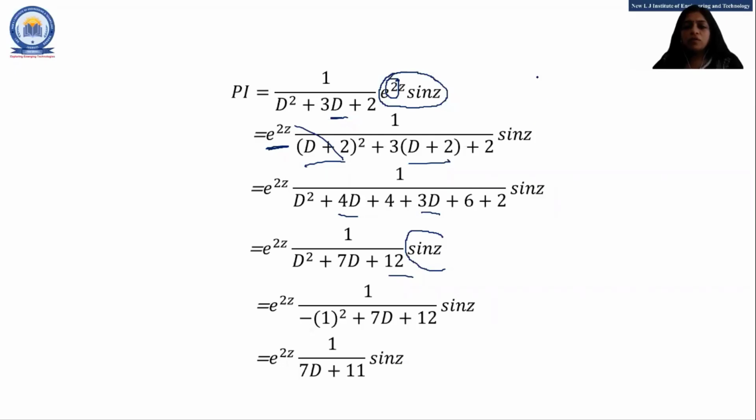Now tell me, what is the next step of this example? What is the next step? You can give your answer through chat box or raise your hand. What is the next step for the solution of this example?